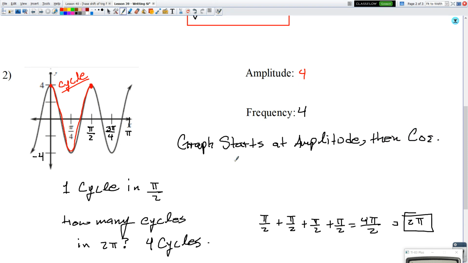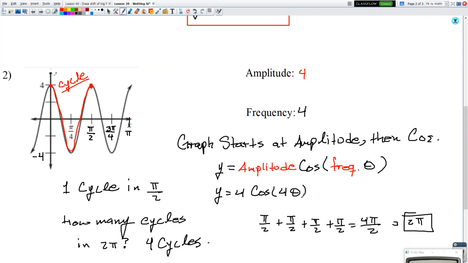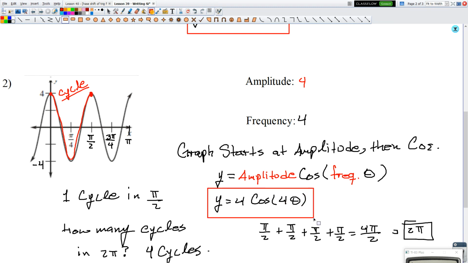If we want to write down a function for cosine, it looks exactly the same as the sine function. The only thing that changes is that instead of sine, it's cosine. So y equals the amplitude times the cosine, with parentheses, and now the frequency goes inside, times theta. We know those values. The amplitude is 4, and the frequency is 4. So this will be your answer right here: y equals 4 cosine of 4 theta.